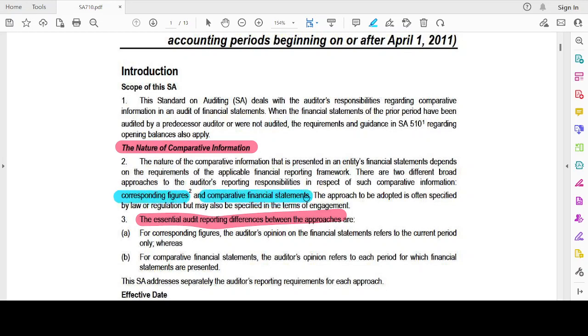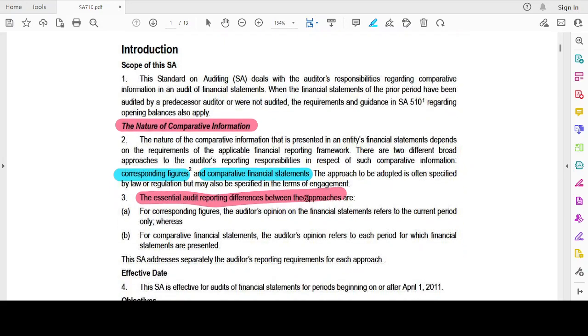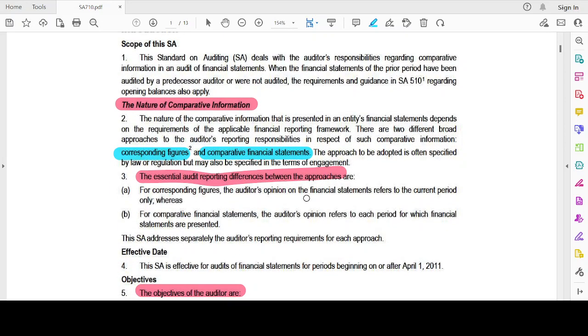The approach to be adopted is often specified by law or regulation, but may also be specified in the terms of arrangement. The essential auditing reporting differences between these two approaches are: for corresponding figures, the auditor's opinion on the financial statement refers to the current period only, and for comparative financial statements, the audit opinion refers to each period for which the financial statements are prepared.